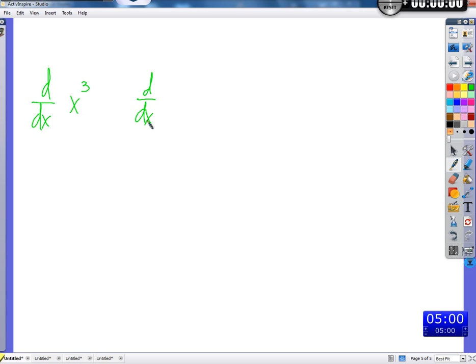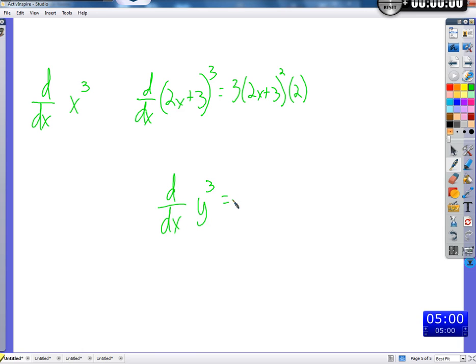Then we took the derivative of 2x plus 3 all raised to the third, which is 3 times 2x plus 3, squared, times 2. Right, because we're taking the derivative with respect to x, and so we just treat everything like normal, all the way up to the chain rule. So if I gave you this, okay, we're taking the derivative with respect to x, but we're taking the derivative of a y variable.